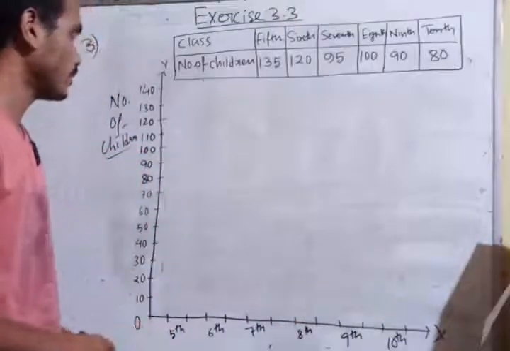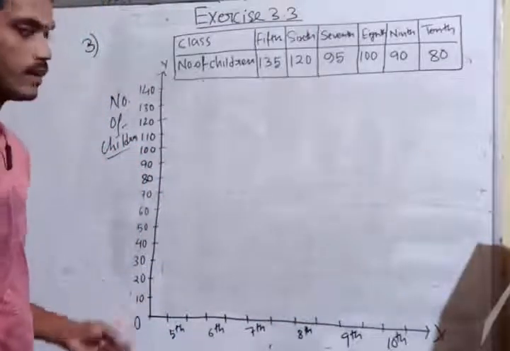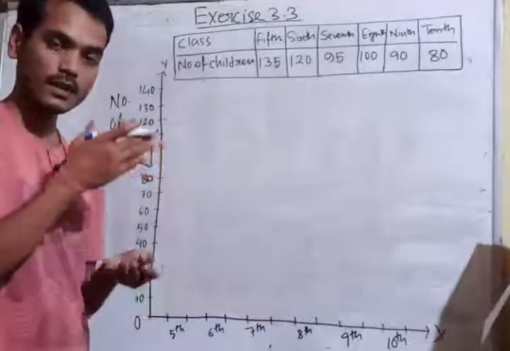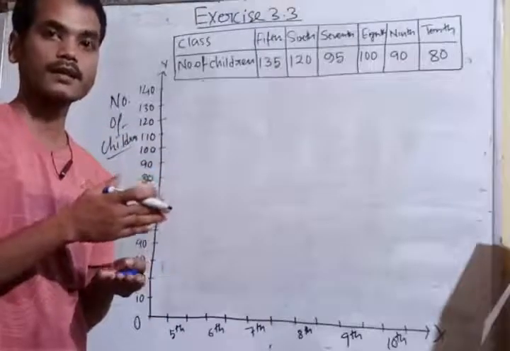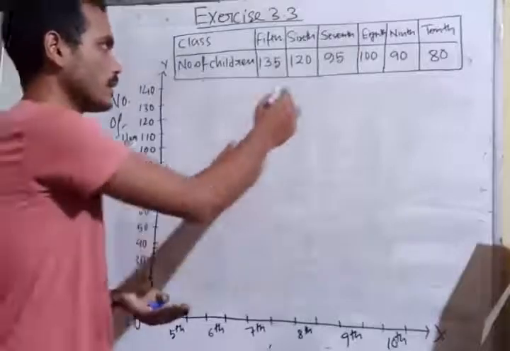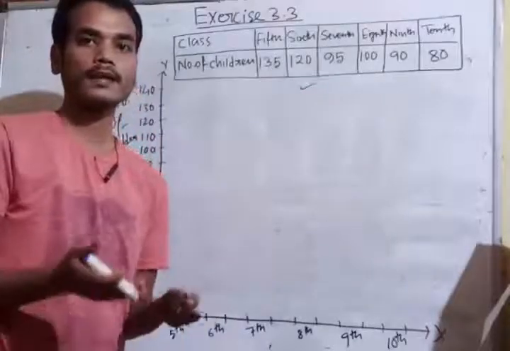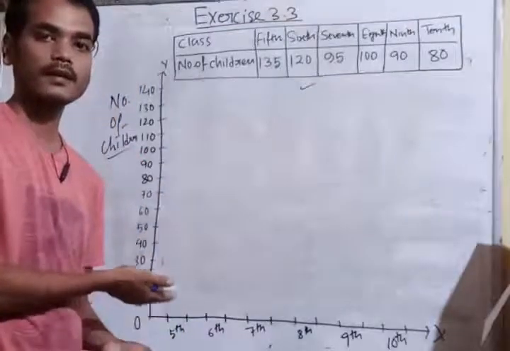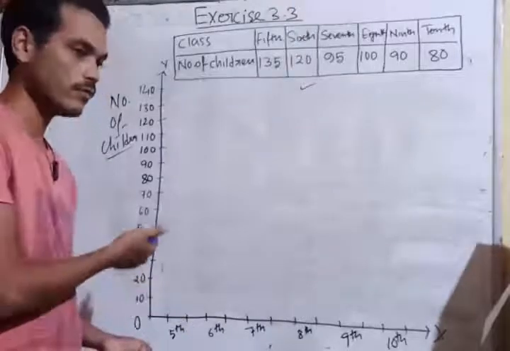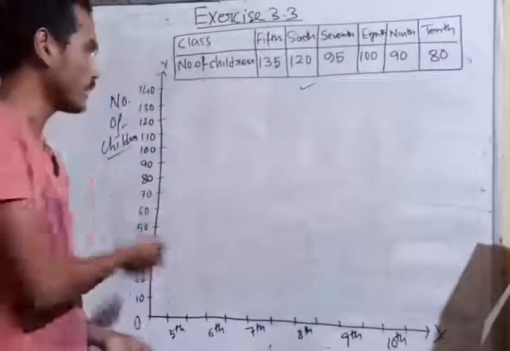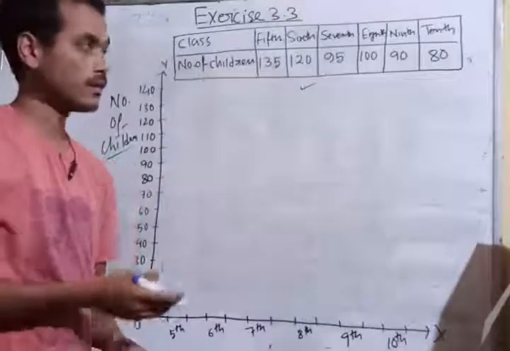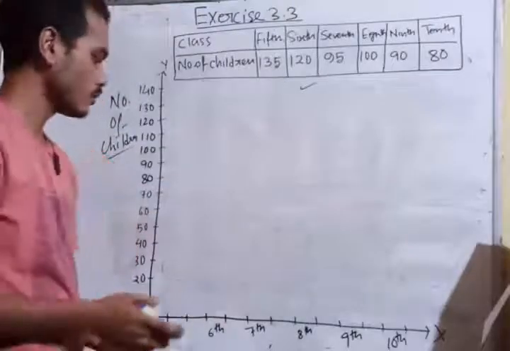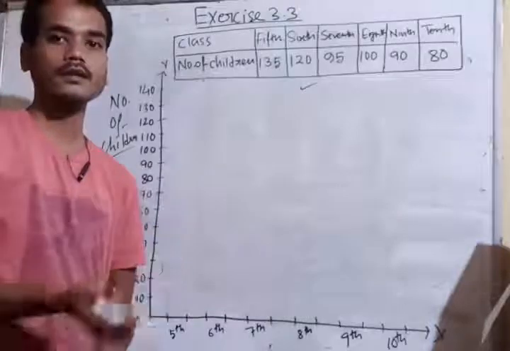Next, from 0 I am writing 10, then 20, 30, 40, 50, that way. In 1 centimeter I am taking 10 children. Why? Because the numbers are large here. Whenever you get large numbers, you have to increase the unit here, so in 1 centimeter you write 10 or 5 like that. I am using 10 children per centimeter so the graph will be a little smaller. Otherwise you would have to go up to 135, which is not even possible on a small graph paper. That's why I am using 1 unit equal to 10 children.